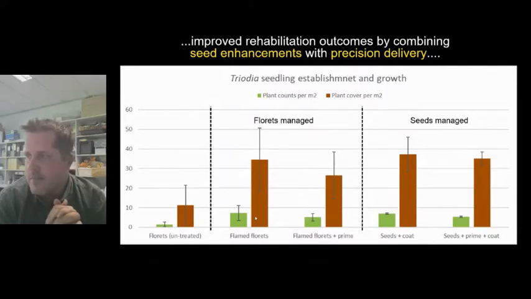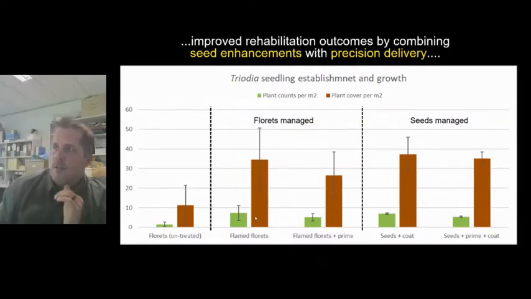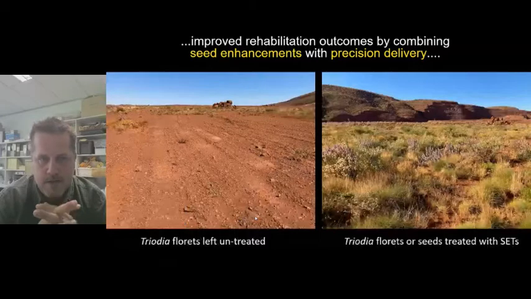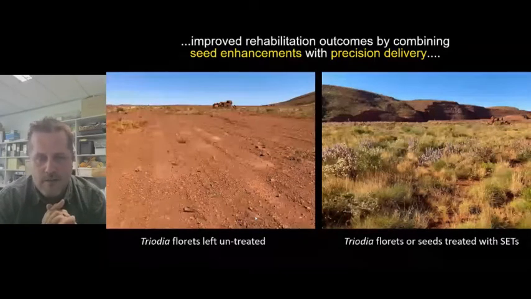So the take-home message with a lot of our work is by unpacking that regeneration capacity of our species with our perennial grasses, understanding the dormancy requirements, and then applying a range of seed enhancement treatments. In this trial, we found that the SETs were far better than standard seeding efforts from doing nothing at all. So I'll leave it there and just highlight these pictures of what happens when you do nothing or do lots. So thank you for your time.